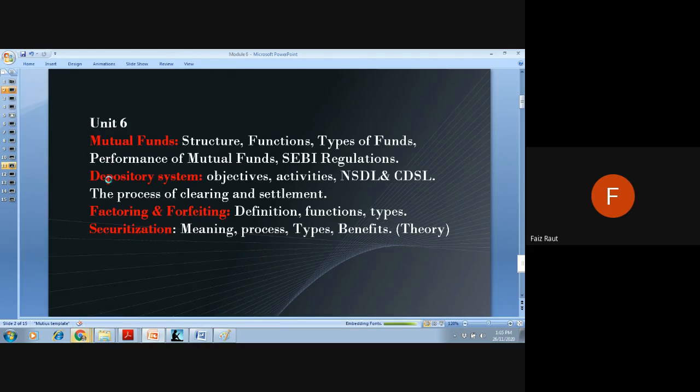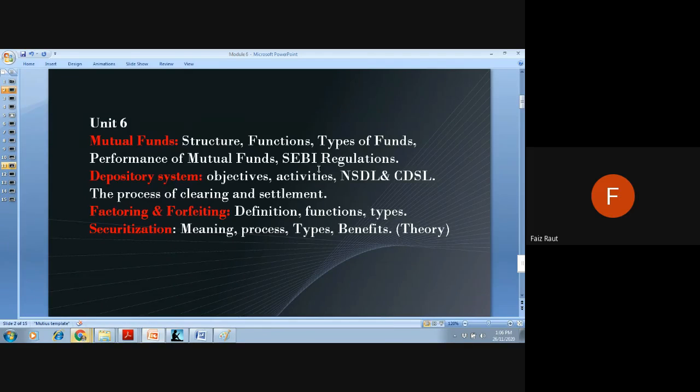Then you have the depository system. Depository system is wherein your shares are kept. Whoever knows something about the capital market, I'll go from the scratch itself, from the beginning. A depository system is kind of a reserve bank for your shares. If you're buying 10 shares of Tata Steel, where are those 10 shares exactly? That is with the depository system.